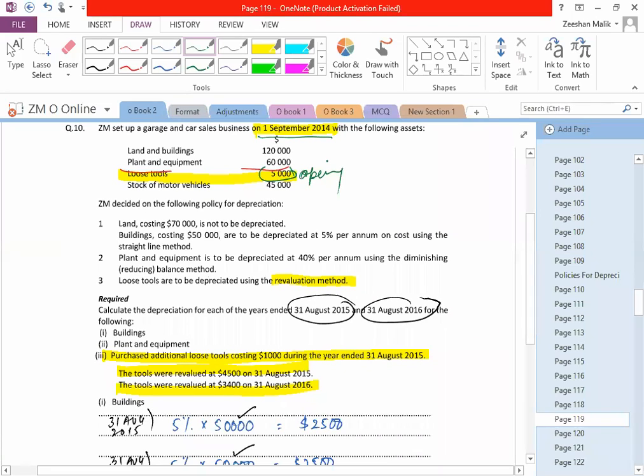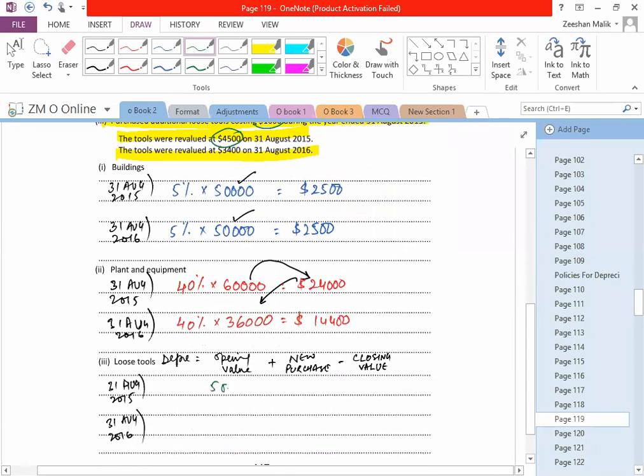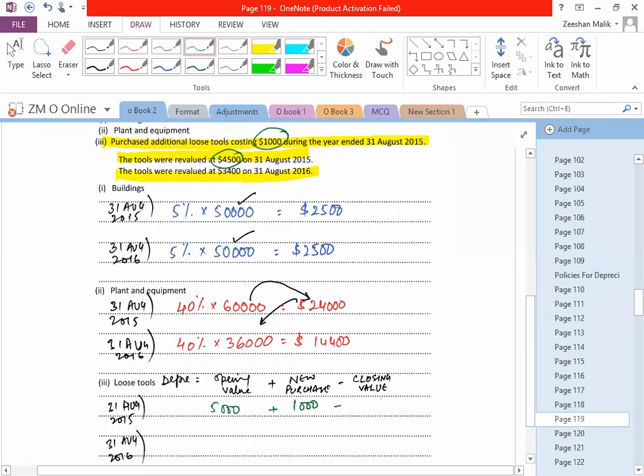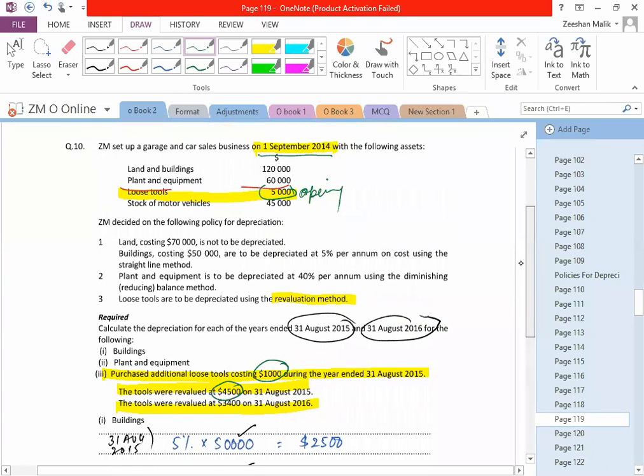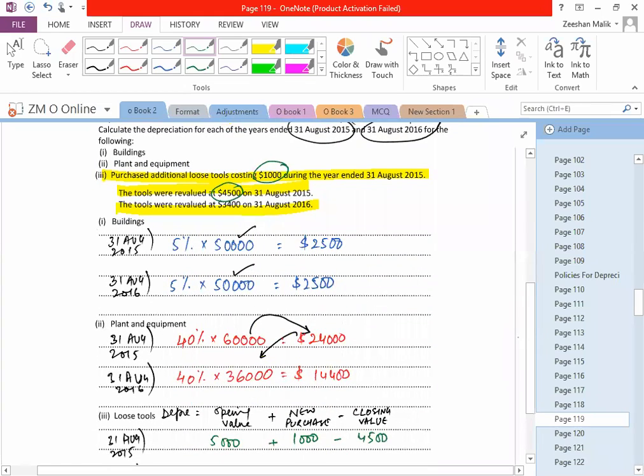Is there any purchase during 2014 and 2015? Yes, there is a purchase of 1,000 and the ending value is 4,500. 5,000 was the opening, 1,000 is the new purchase, and the closing value is 4,500. Kindly look at the question carefully. The opening value was 5,000, the new purchase was 1,000, and the value remaining at the end of the year is 4,500. Kindly use calculators.